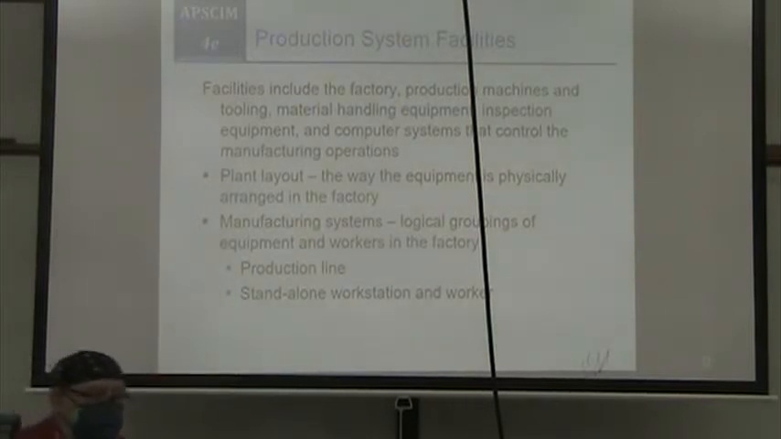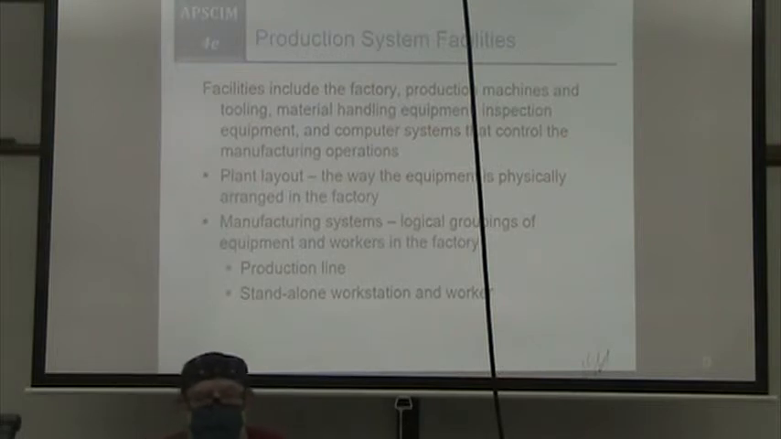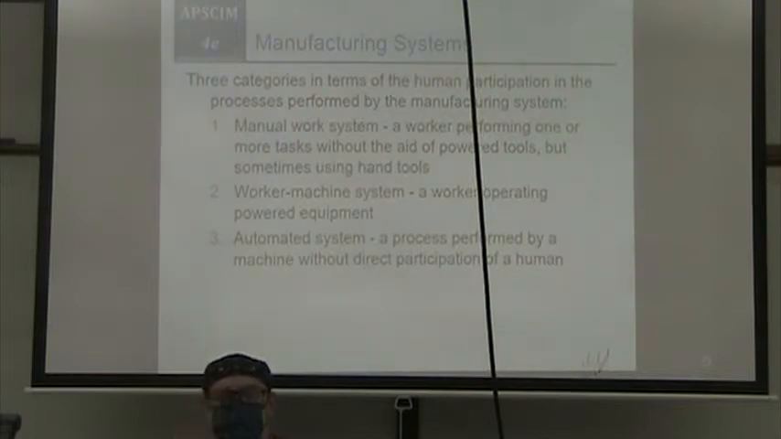The manufacturing systems are logical groupings of the equipment and workers in the factory, which can be in a production line. I would include in a production line also work cells or shops and standalone workstations and workers. Although a standalone workstation does not have to have a worker, as we will see as we go through this course.